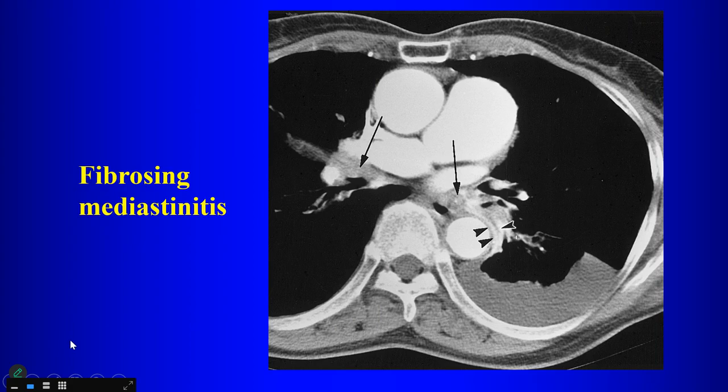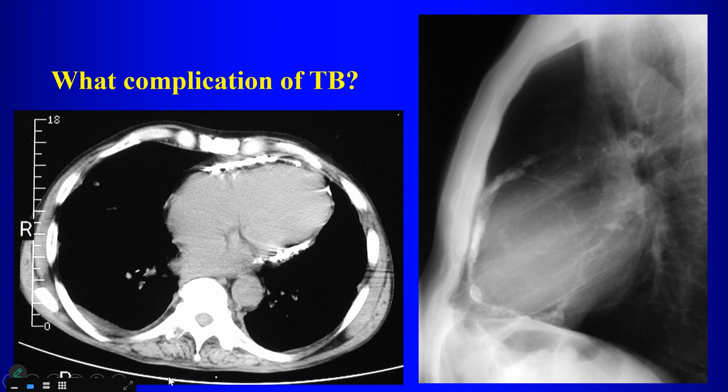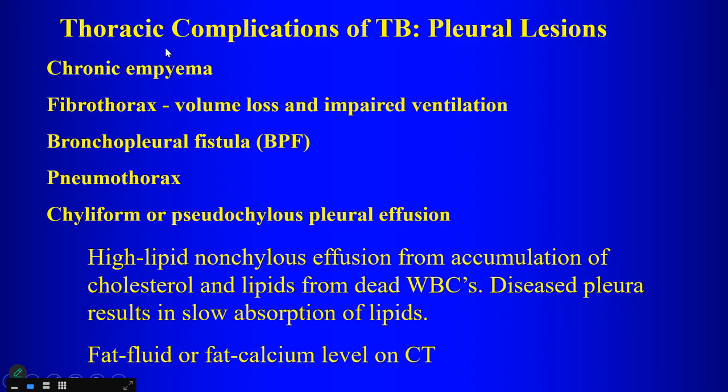Fibrosing mediastinitis, more common with what infection as opposed to TB? Histoplasmosis, right, but can occur from tuberculosis also. What complication of TB is illustrated here? Pericardial calcification, which can lead to restrictive. What do we call it? Not restrictive, no. Constrictive pericarditis, right. So this can lead to constrictive pericarditis, okay, from tuberculosis.